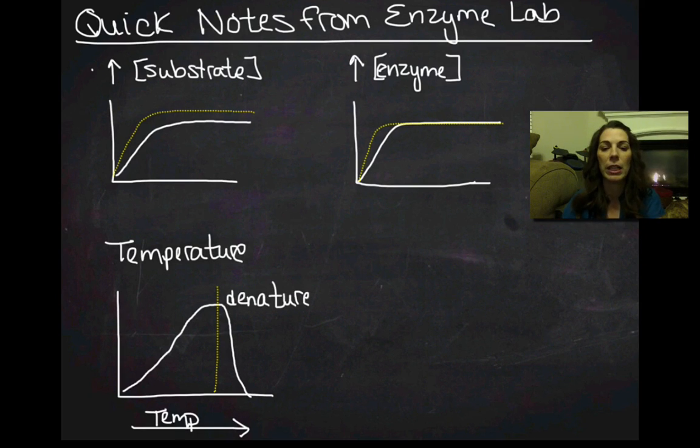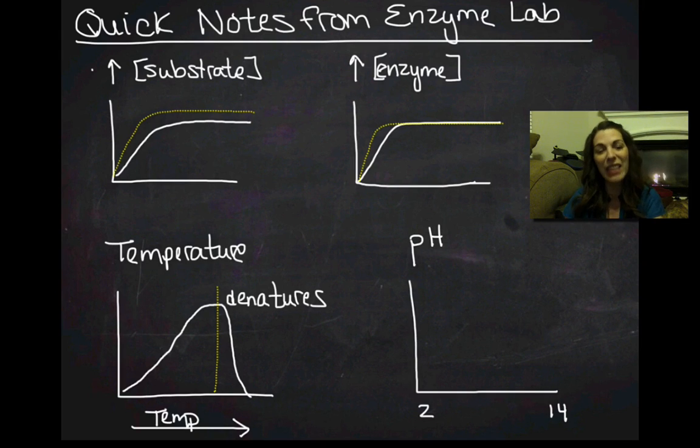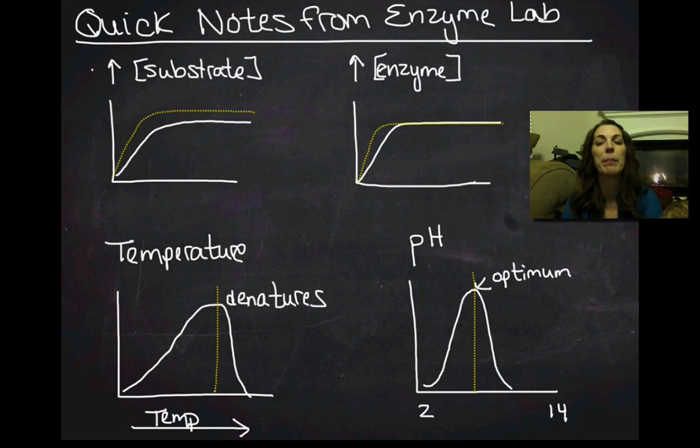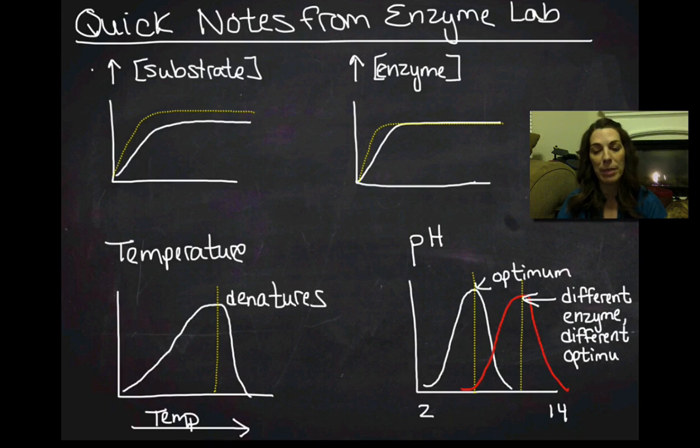And then the last one that you guys are doing is pH. With pH, it looks kind of similar to temperature, except the curves are a little more uniform. Every enzyme has an optimum pH, so it's got a peak where it works the best. Enzymes in my stomach are going to have more acidic optimums than enzymes in my small intestine, because the small intestine actually contains some fairly basic enzymes. So a different enzyme is probably going to have a different optimum pH.